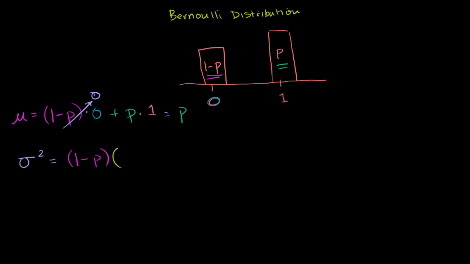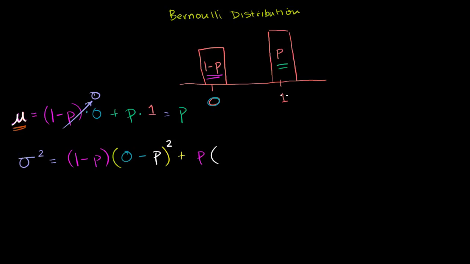0 minus our mean, which is p, plus the probability that we get a 1, which is p. Oh, and this is the squared distance. Let me be very careful. It's the probability weighted sum of the squared distances from the mean.